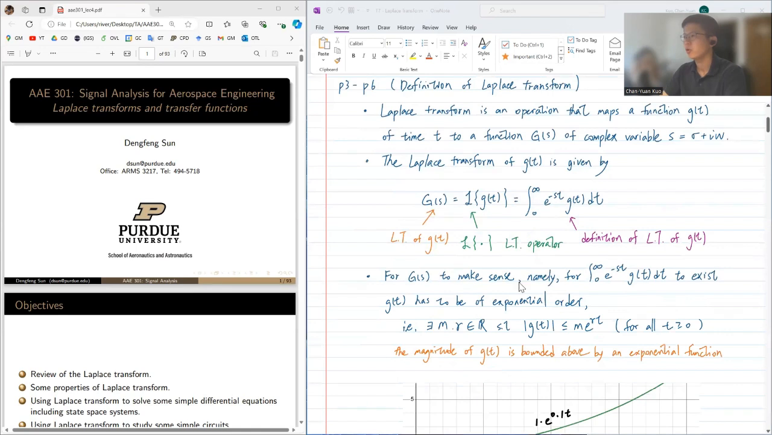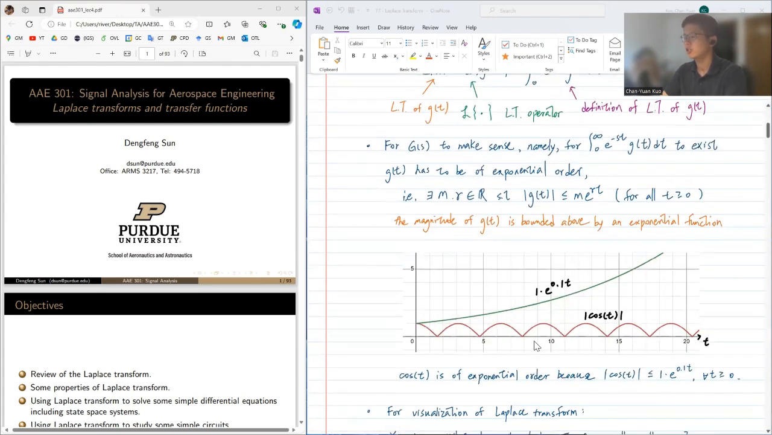Here I would like to point out that for this Laplace transform to exist, the function g(t) has to be of exponential order. Basically, that means the magnitude of g(t) has to be bounded above by an exponential function.